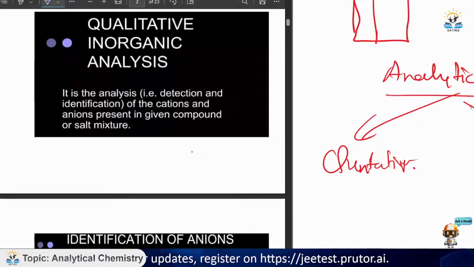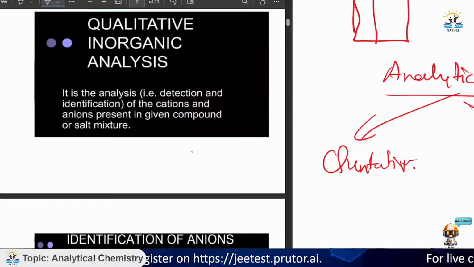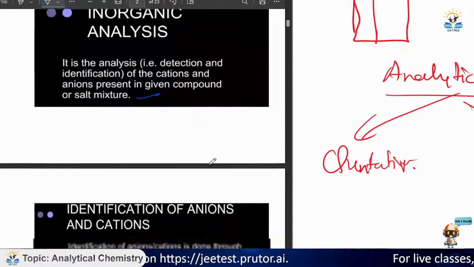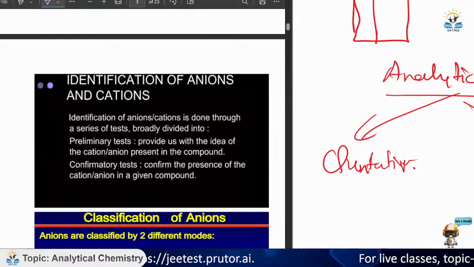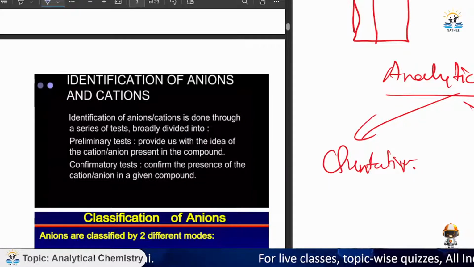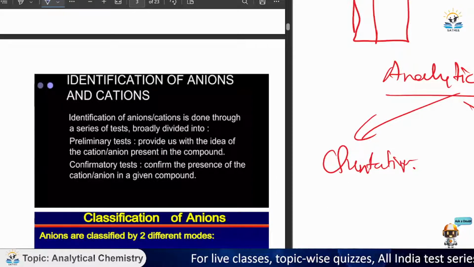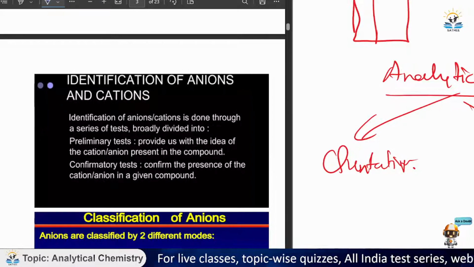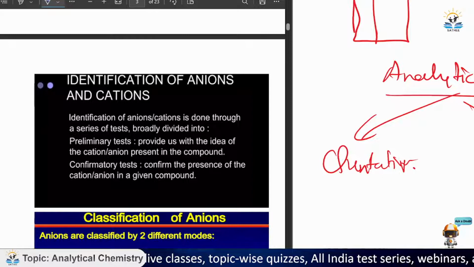It is the analysis that is the detection of the cations and anions present in the given compound or salt mixture. Okay. Now, let's move on to the next one: identification of anions and cations. In the reaction part, we generally check how many cations or anions are formed, so we can predict the chemical properties.